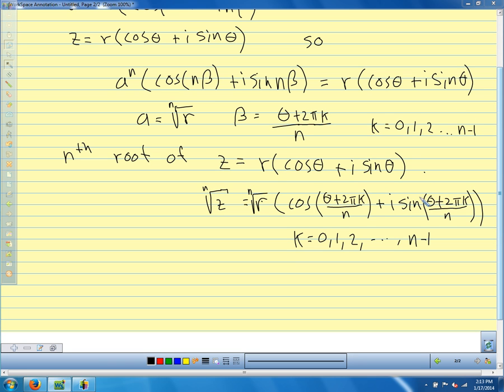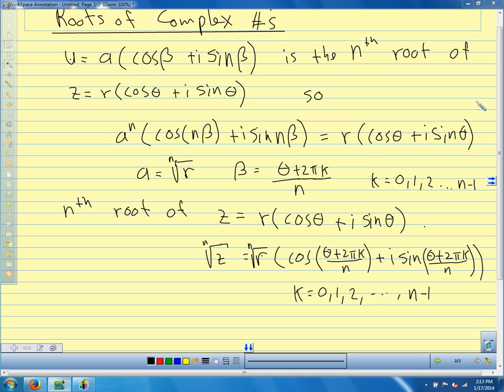Now this formula looks confusing. There's a lot of k, the n, the divide, the 2 pi. So again, going back to what we said up here, all we're doing is saying that in order for this to be an nth root, when I raise it to the nth power, it has to equal our original complex number. And so beta, this angle, has to equal theta over n, or any of its coterminal angles. So we have to make sure we get all the coterminal angles in there, and we divide that by n. That's all we're saying.